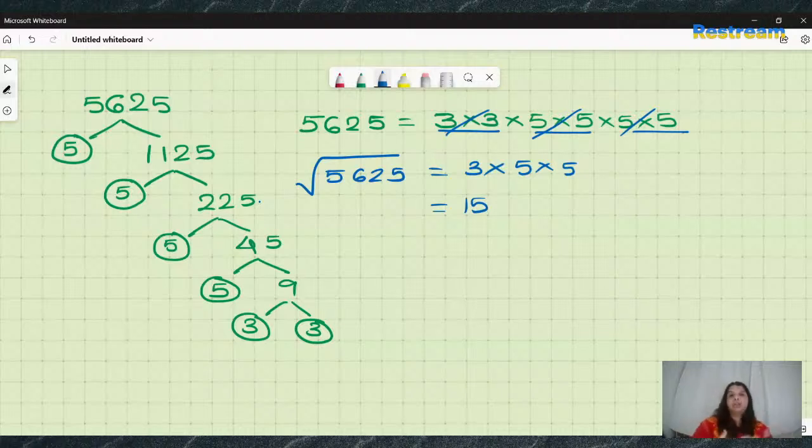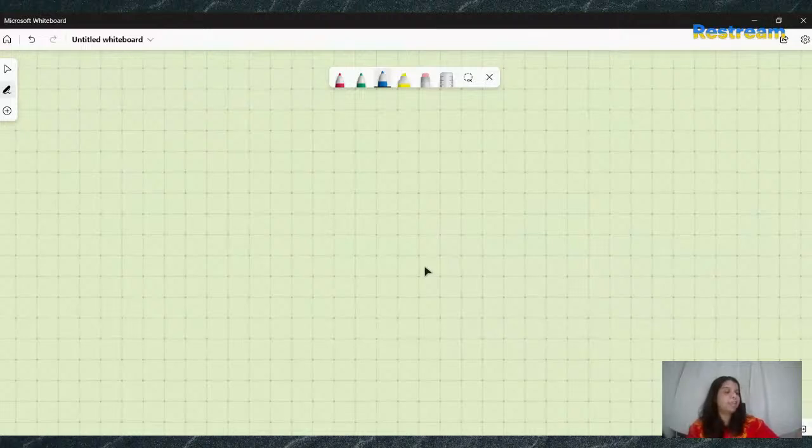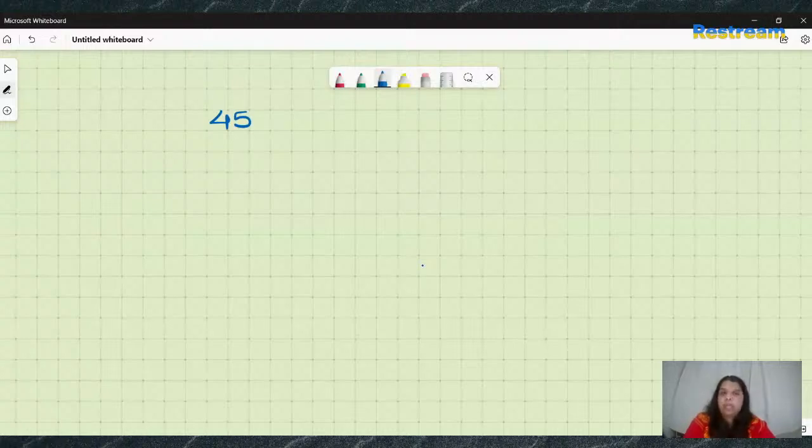Now, since we are talking about squares and square roots, I am going to teach you a trick of finding squares of numbers ending with 5. In the last 5 minutes, let's do that trick. And then we will continue with factors in the next class. So let's say I have the number 45. I want to find its square, but I'm slightly lazy. So what I will do is first write 25.